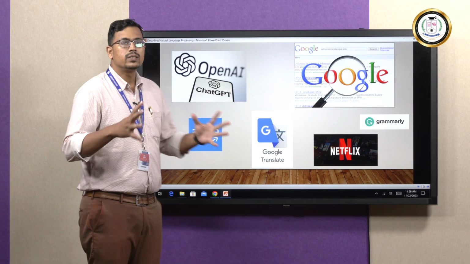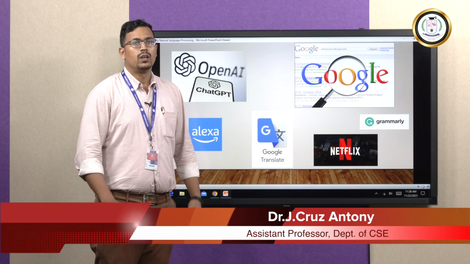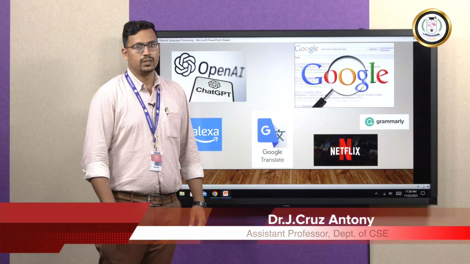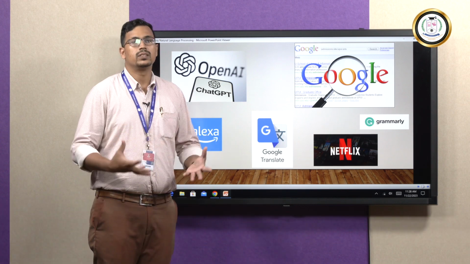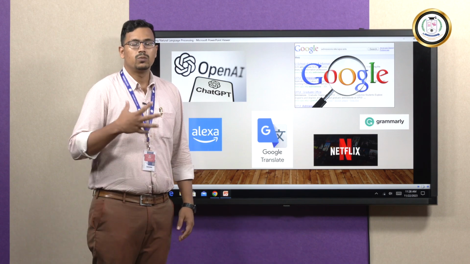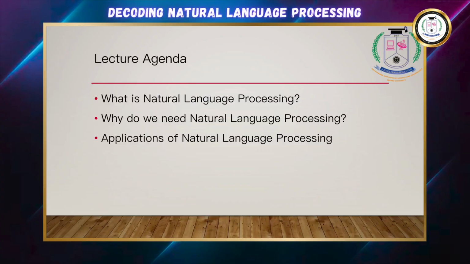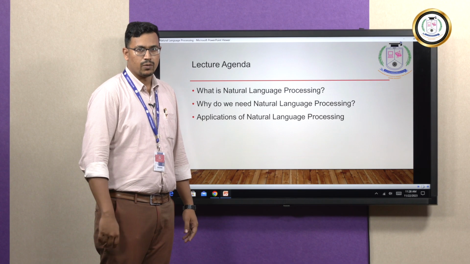Behind all these popular software, there is natural language processing functioning behind the scenes. Without natural language processing, these tools cannot function. That is why it is important for us to understand what natural language processing is. So today we will be talking about what is natural language processing, why do we need it, and various applications of natural language processing.